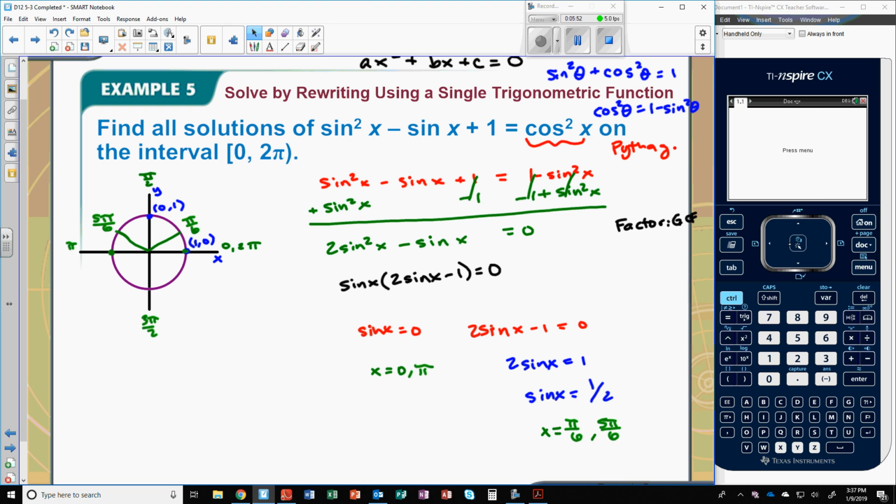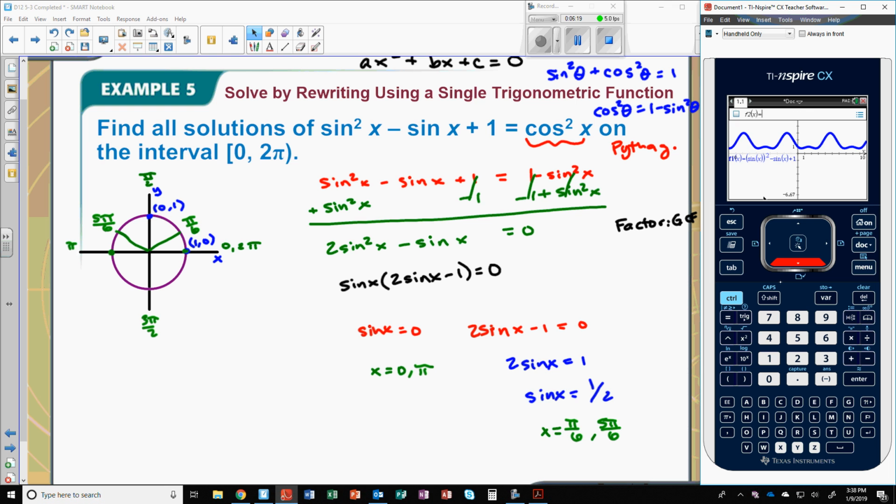Again, we could check this real quick by graphing. So I'm going to go over here and press menu, graphs, and on the left side I want to do trig sine. Now if you do the squared, remember on the calculator you have to put the squared on the outside. So sine squared x minus sine x plus 1. Okay, and my other equation is simply cosine squared x minus cosine x, and put the squared on the outside.